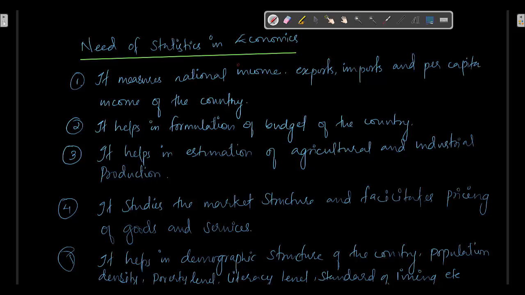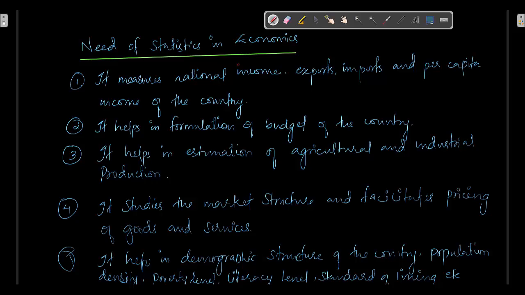The third one is it helps in estimation of agricultural and industrial production and provides insight to the government for allocation of subsidies to weak and infant industries. It also helps in formulation of credit policy for the government. So it helps in estimation of agricultural production and also helps to allocate subsidies to weaker sections of those agricultural or industrial industries.